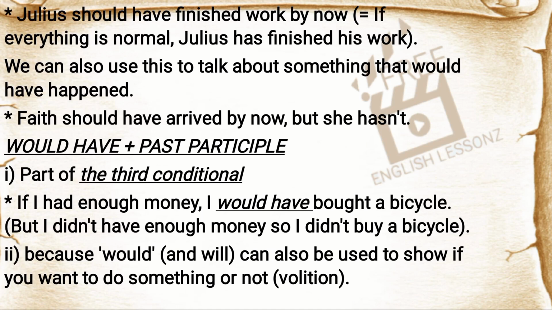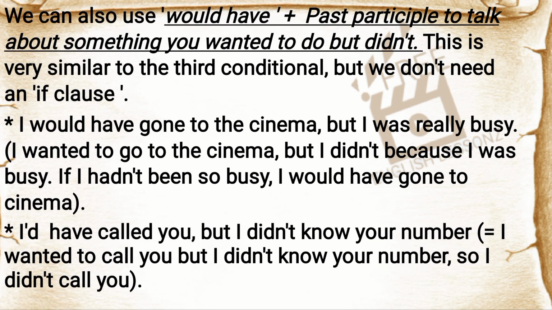2. Because would and will can also be used to show if you want to do something or not, volition, we can also use would have plus past participle to talk about something you wanted to do but didn't. This is very similar to the third conditional, but we don't need an if clause. I would have gone to the cinema, but I was really busy. I wanted to go to the cinema, but I didn't because I was busy. If I hadn't been so busy, I would have gone to the cinema.